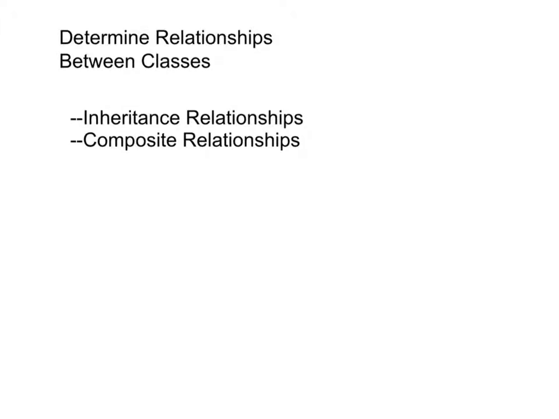The next part is we need to determine the relationship between the classes so that the program can run together. There are two types of relationships we're looking at. The first is the inheritance relationship, which looks for classes with common behaviors. If they do have common behaviors that they inherit and depend on each other for, then they have that inheritance relationship. Composite relationships, meanwhile, are defined by the has-a relationship.